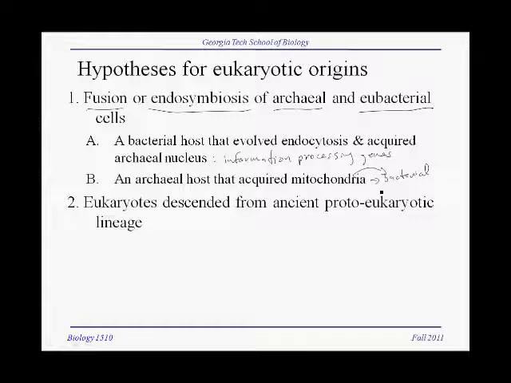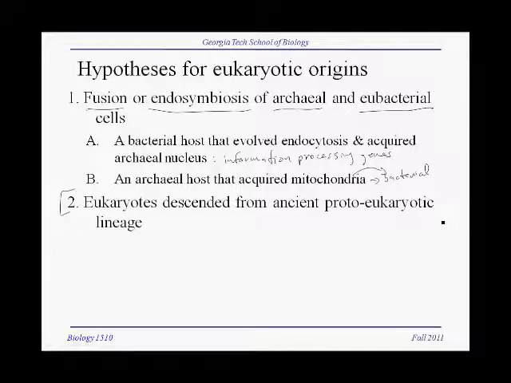The major alternative hypothesis to this fusion between archaeal and eubacterial genomes is that eukaryotes descended from a truly ancient proto-eukaryotic lineage of their own. But there are good reasons to think that eukaryotes evolved later than archaeal and bacterial lineages, and therefore most people favor some variant of this first hypothesis.